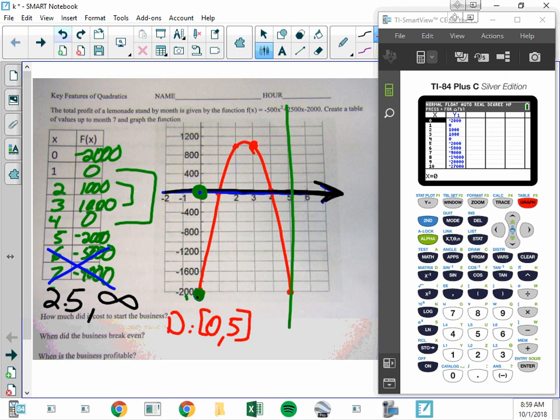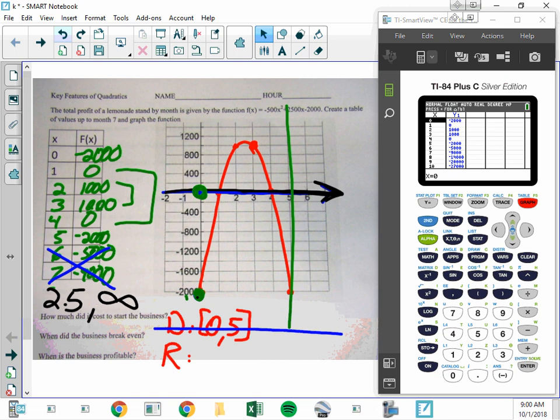All right, now for the range. For the range, I need to draw a horizontal line. And I'm going to move this around. Does that line ever miss? Yeah, it misses up here. And it actually also misses down here because we stopped at 0 and 5.